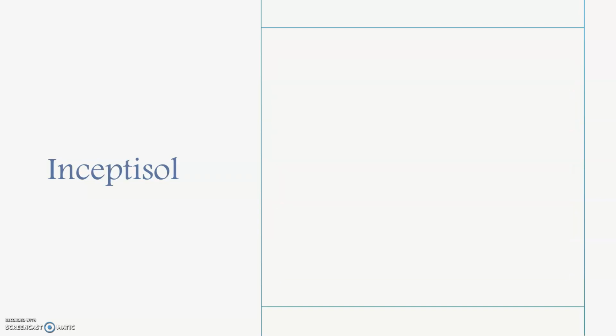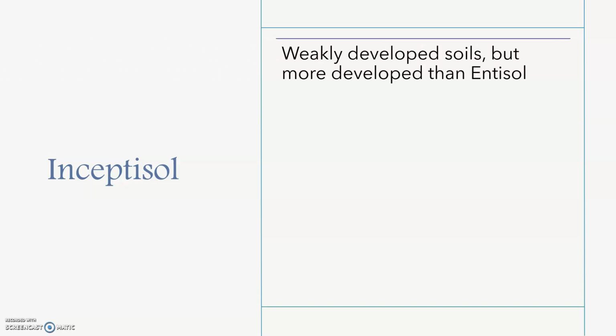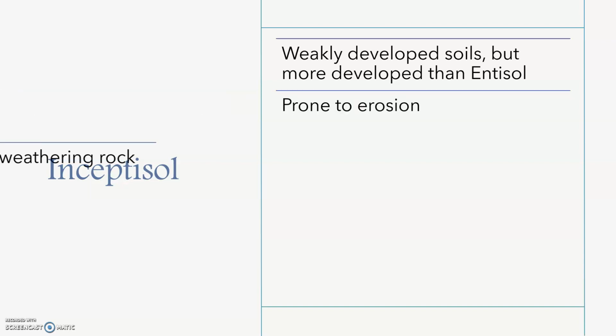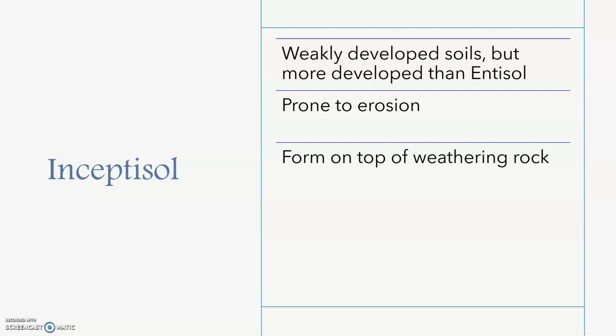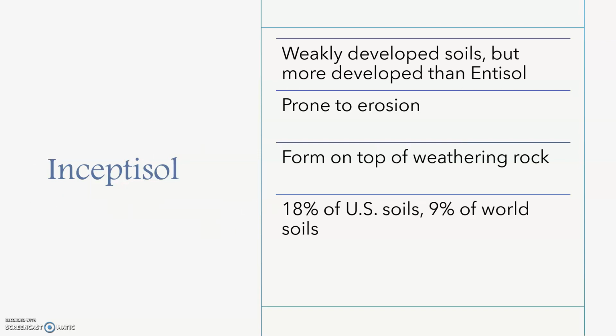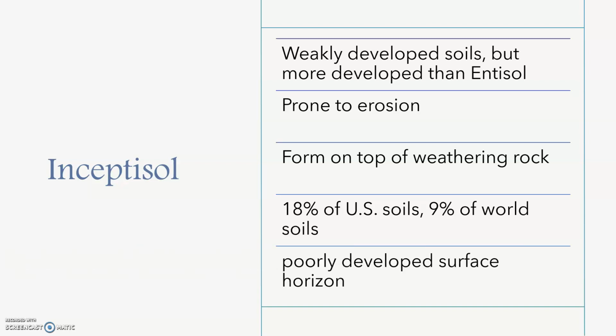The next soil order being discussed is inceptisols. Inceptisols are weakly developed soils but are more developed than entisols. They are prone to erosion and tend to form on top of weathering rock. 18% of the United States soils and 9% of world soils are inceptisols. Inceptisols have a poorly developed surface horizon.